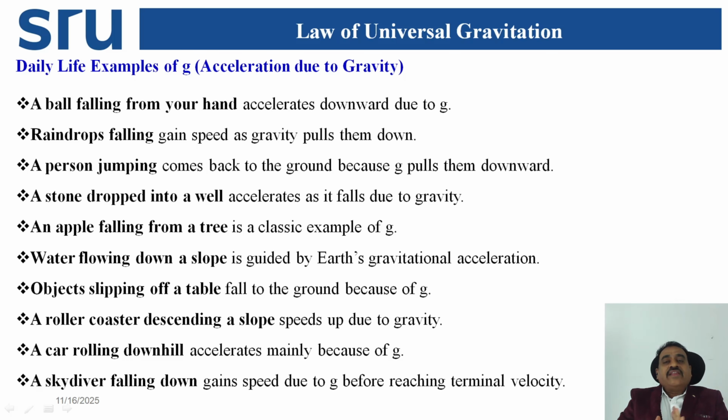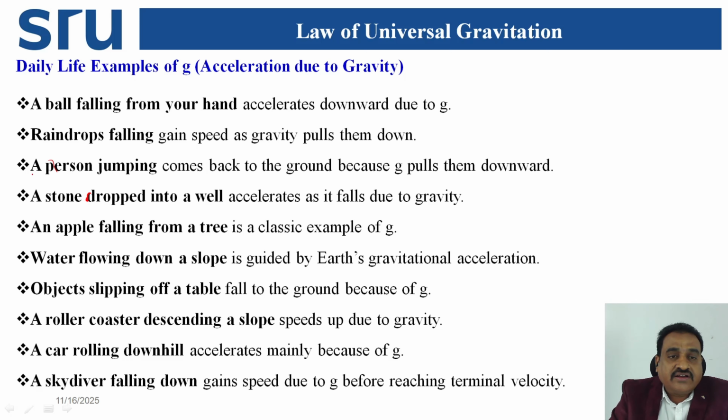You have been observing this in your daily life. A ball falling from your hand accelerates downwards due to small g, the acceleration due to gravity. A freely falling body having some acceleration is called acceleration due to gravity. Raindrops falling gain speed as gravity pulls them down.